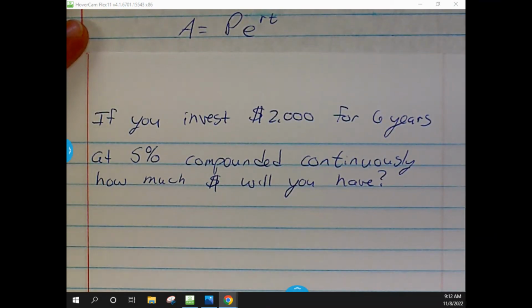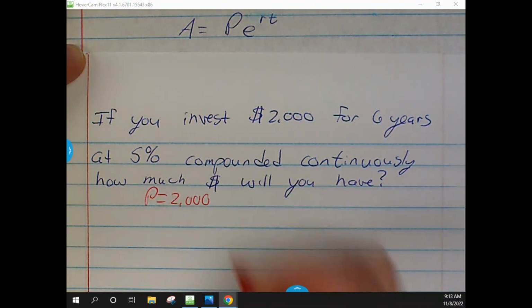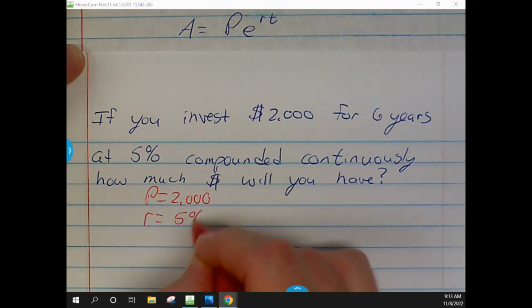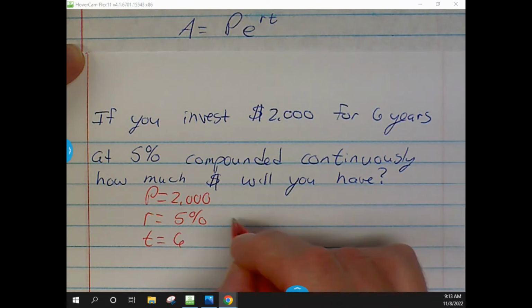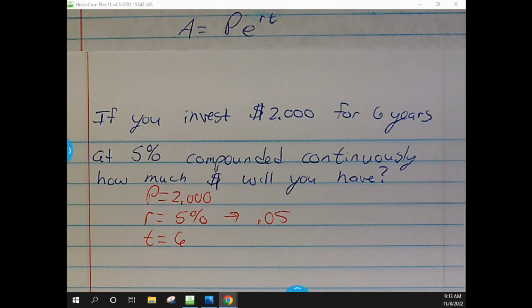Okay, so there's the formula and there's our problem. If we start pulling out the parts and pieces of it here, our principal is $2,000. That's our P. Our rate is 5% and our time is 6. So a little bit shorter formula. For the other formula we have, the exponential growth decay, you can plug that in on just about every calculator. This one, when you use this formula, you might have to do a little bit of work in between because of how it's set up.